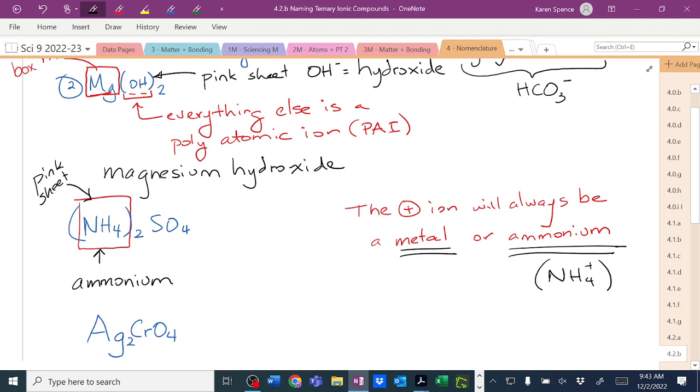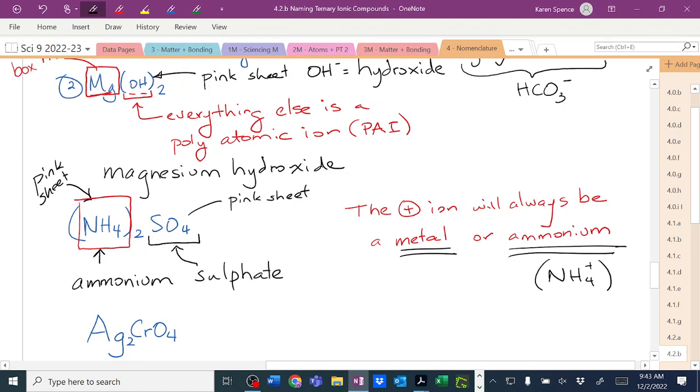Now we have SO4. Where should we be looking for that? That again should be on the pink sheet. Who is SO4? That is sulfate. So the name is ammonium sulfate.